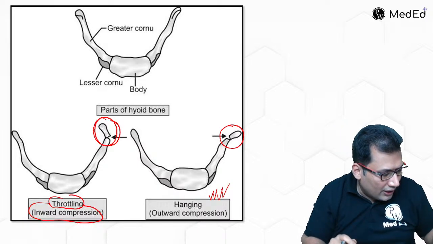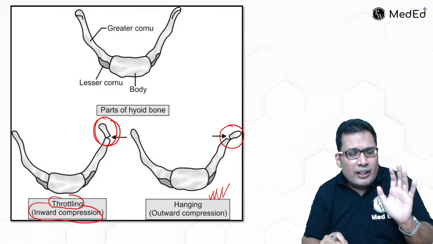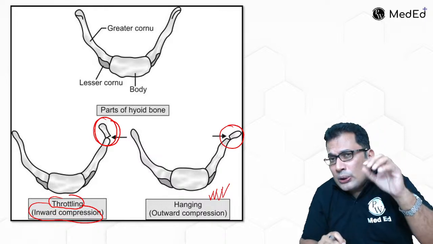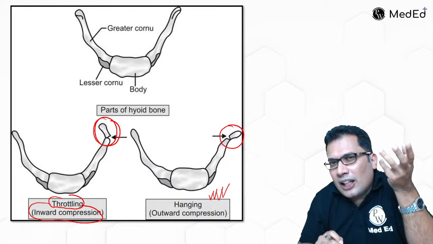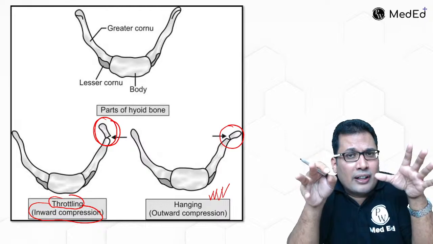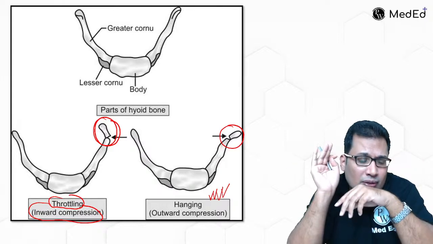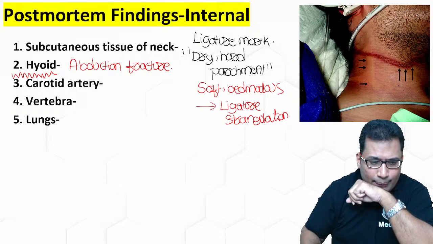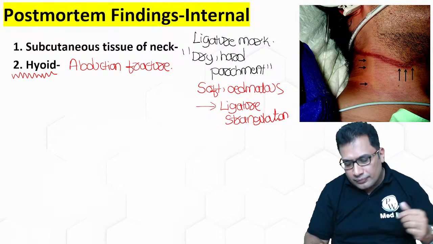So this is a very, very important finding you need to memorize. Also, the types of hyoid bone fracture can be a 3-mark question. What are the types of hyoid bone fracture? Your answer should be outward compression fracture, inward compression fracture, and traction fracture. Yes, so this is the second point, the hyoid bone, abduction fracture.